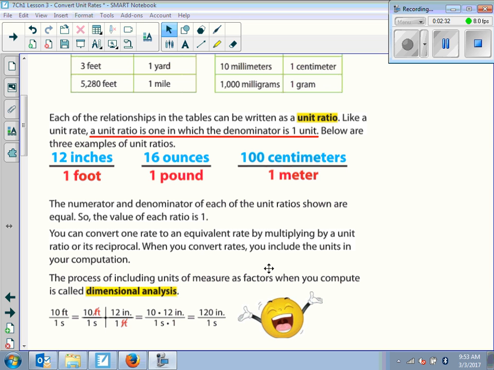You can convert one rate to an equivalent rate by multiplying by a unit ratio or its reciprocal. And sometimes, you guys, you'll hear unit ratios called conversion factors. When you convert rates, you will include the units in your computation. Remember, when we're talking about unit rates and dimensional analysis, units are very important. Dimensional analysis is the process of including units of measure as factors when you compute. Please make sure you write down that definition.